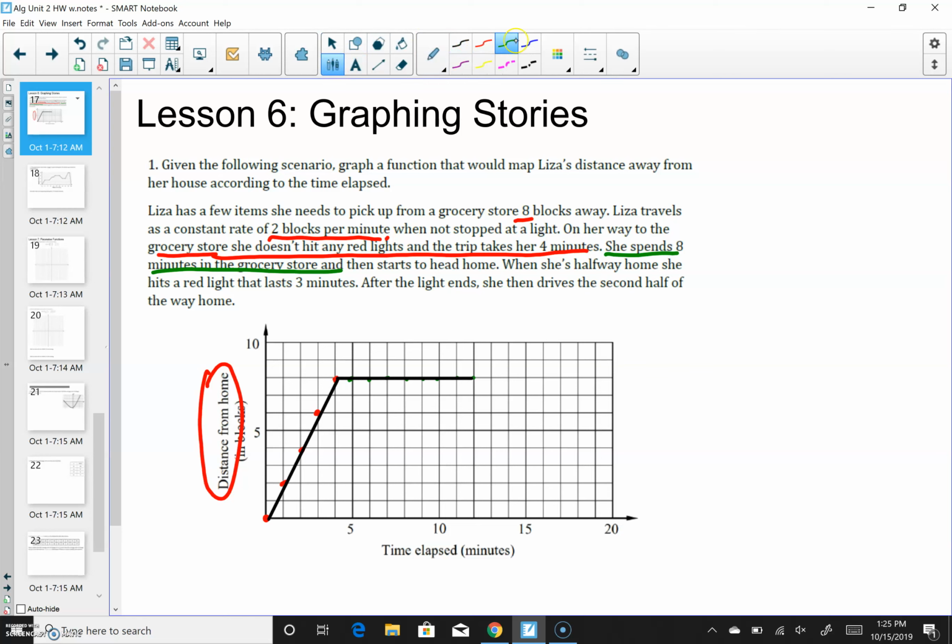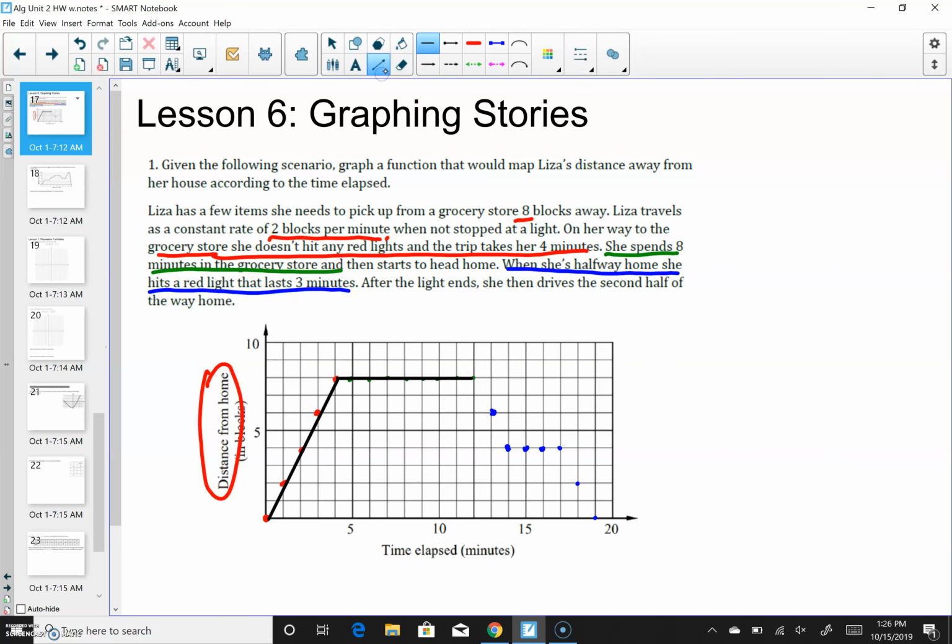And then the last piece is, she starts to head home. When she's halfway home, she hits a red light that lasts 3 minutes. So she's still walking 2 blocks per minute, except she can only walk for 2 minutes this time before she hits a red light, and then her distance from home stays constant for 3 minutes. And after the light ends, she walks the second half of the way home.